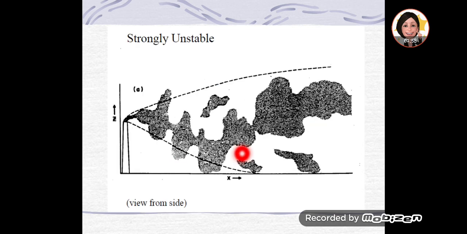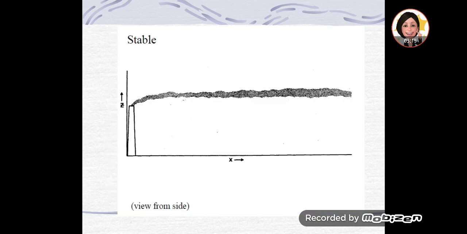So these are some visuals of the conditions. When it's strongly unstable, you see it grows big and goes downwards, and then suddenly it goes upwards, and the plume also grows bigger. This is the unstable condition. This is a stable condition wherein the plume grows but not drastically. There is no up and down motion here in the stable condition.